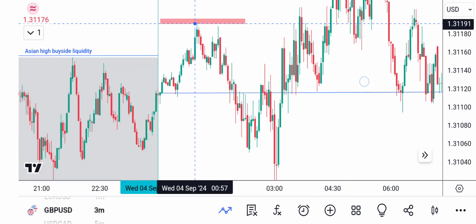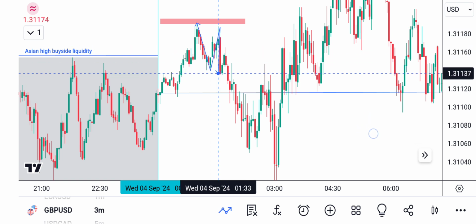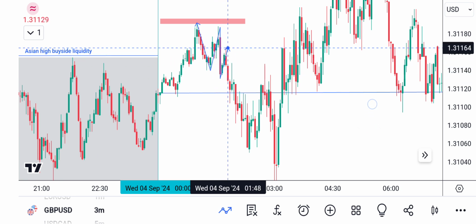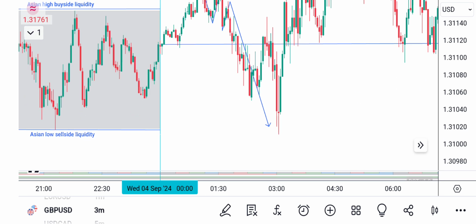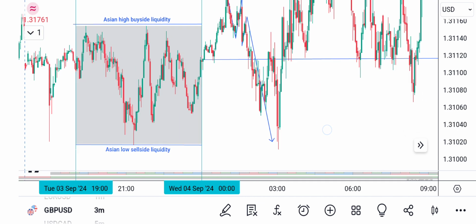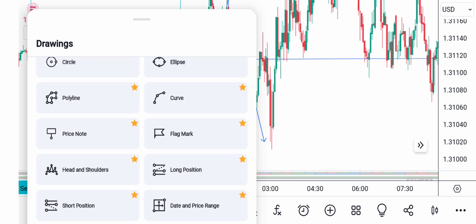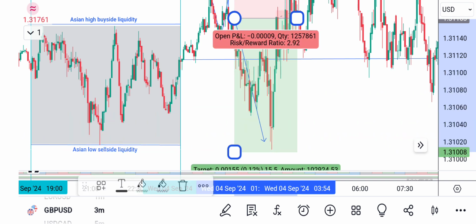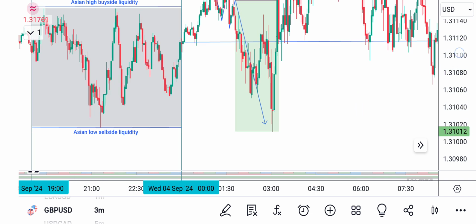See, when it took out liquidity, Asian high buy side liquidity, this is a shift in market structure when this low was taken. And what happened here? A fair value gap was formed here, so price retraced into that fair value gap and then sold off, attacking the Asian low, sell side liquidity. So this could be a trade here, and you are done for the day. You could sell this and you target this Asian low, sell side liquidity. How many pips is that? 15 pips, and you are good to go for the day.